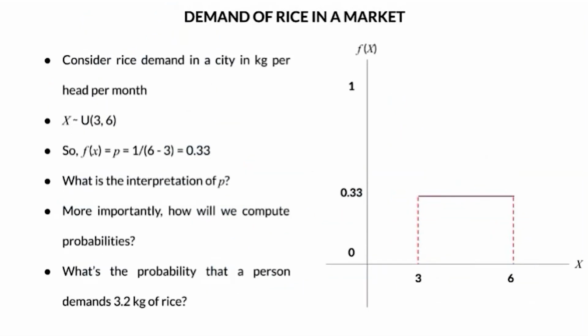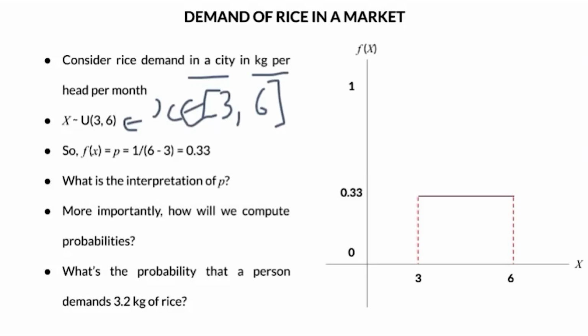Let's try to bring some example into this so that we can solidify our understanding. Suppose there's a city and you consider the rice demand in the city in kilograms per head per month. So we spoke to many shopkeepers, many dealers, and we got an understanding. Everybody is saying that the demand of rice in kilograms per head per month in a city is uniformly distributed continuously between 3 and 6. So what are we trying to say here? The minimum that a person demands for rice is 3 kg and the maximum is 6 kg.